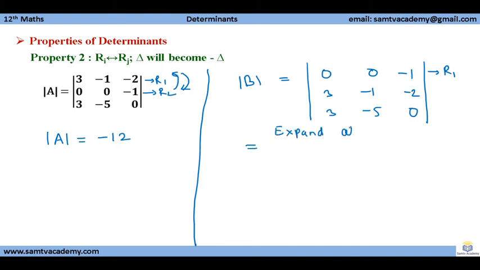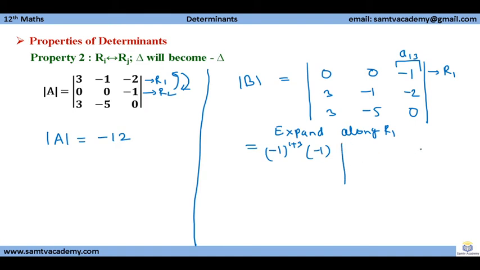Expand along R1. Two zeros are there, so we don't need to calculate for those, and we need to calculate for this one. First we will see the location of this element. Location is 1, 3, first row and second column. So minus 1 will come for 1 plus 3, and the value is minus 1.